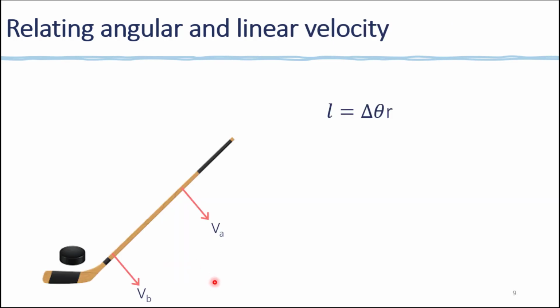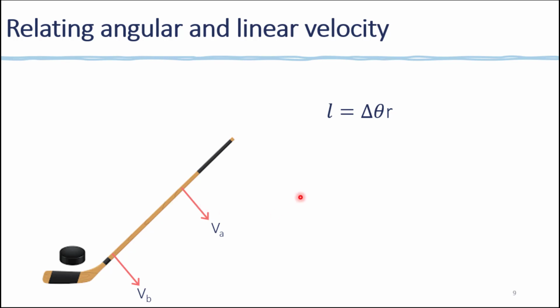Okay, let's apply what we just learned to a hockey stick. So all points on the stick undergo the same angular displacement, which means also the same average angular velocity because they all take the same time to undergo that angular displacement. But a point on the stick closer to the blade, so further from the axis of rotation at the top of the stick, this point moves through a longer arc length than a point that's closer to the axis of rotation, right? That's what we just learned.